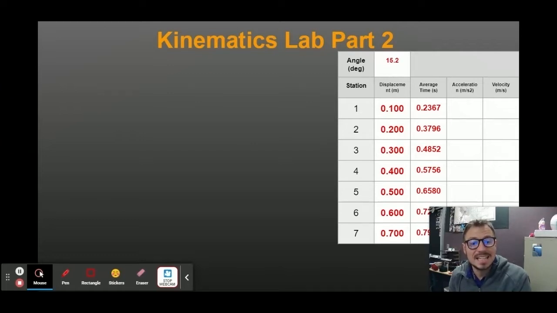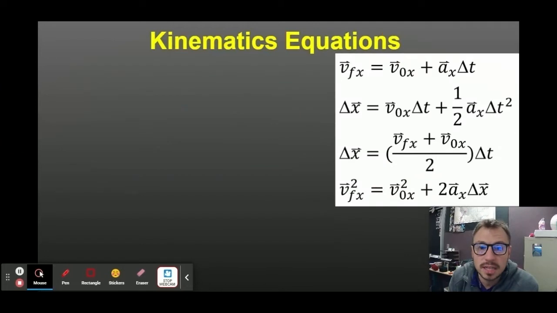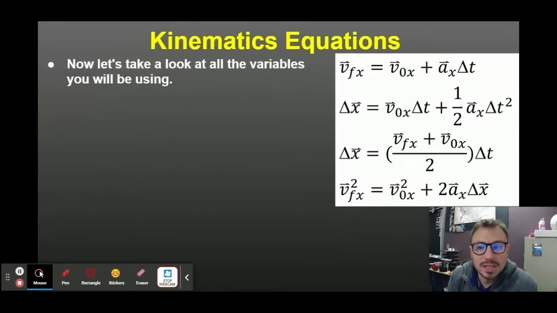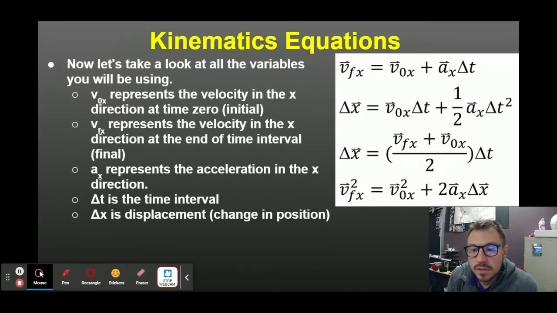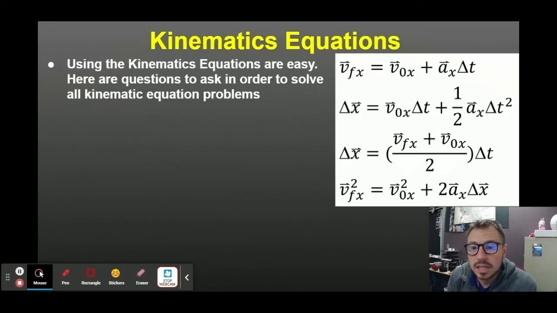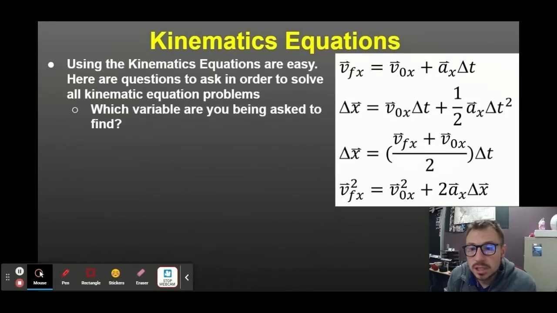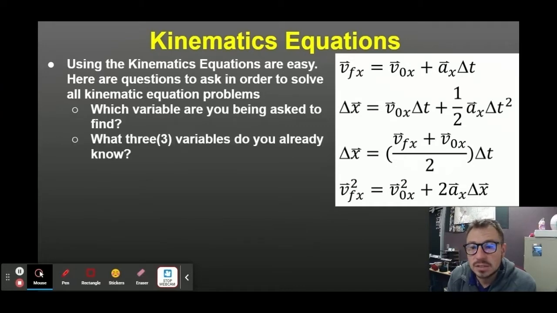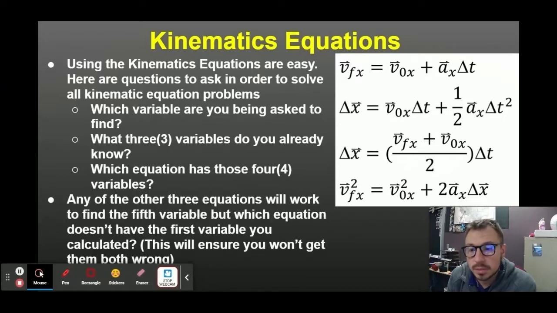Now we're going to calculate the acceleration and velocity. This one's going to be a little bit different because there is a systematic error that we have to take into account. So let's just look at those kinematic equations. These are the variables, and we know 3 of them that were given to us through measurements, and then we're going to calculate the other 2. So remember, when we're doing calculations, always ask yourself 3 questions. Number 1, which variable are you being asked to find? Number 2, what 3 variables do you already know? And number 3, which equation has those 4 variables?